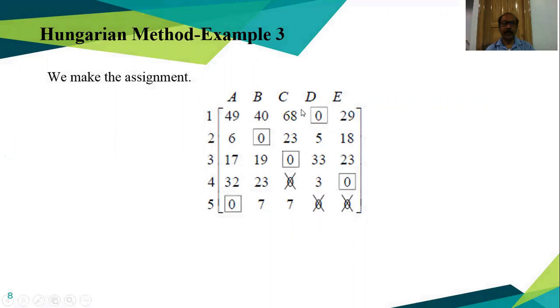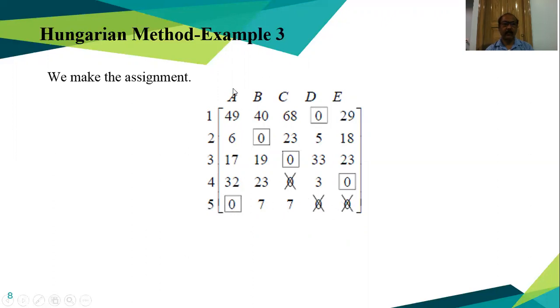Now we are making the assignment. This is marked as 0. That means machine 1 is assigned to job D. Machine 2 is assigned to job B. Machine 3 is assigned to job C. For 4, C is already assigned, that's why it is cross marked. Machine 4 is assigned to job E, and machine 5 is assigned to job A. These are already assigned, that's why they are crossed.